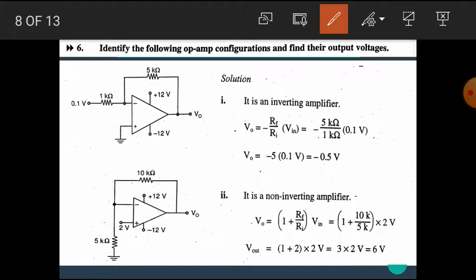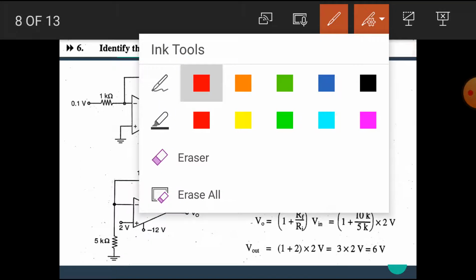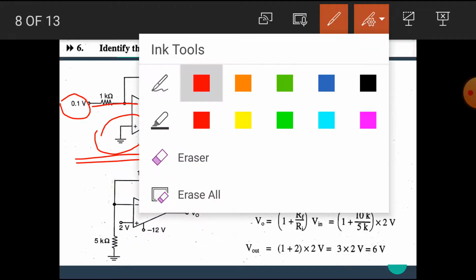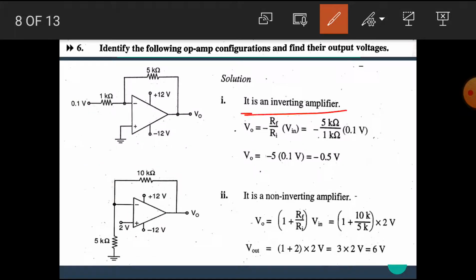First one is identify the following op-amp configurations and find their output voltages. Here this is the first configuration. If we look at this configuration, then we can see that the non-inverting terminal is connected to ground and input is given to the inverting terminal. Hence, simply it is an inverting amplifier. We know that the output voltage of the inverting amplifier is given by Vout is equal to minus RF upon R1 into Vin.